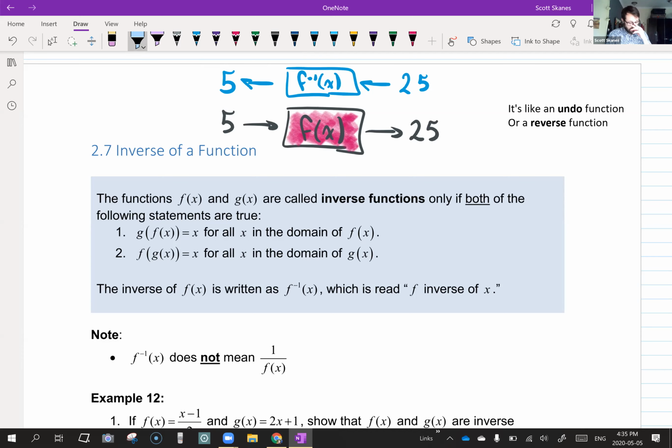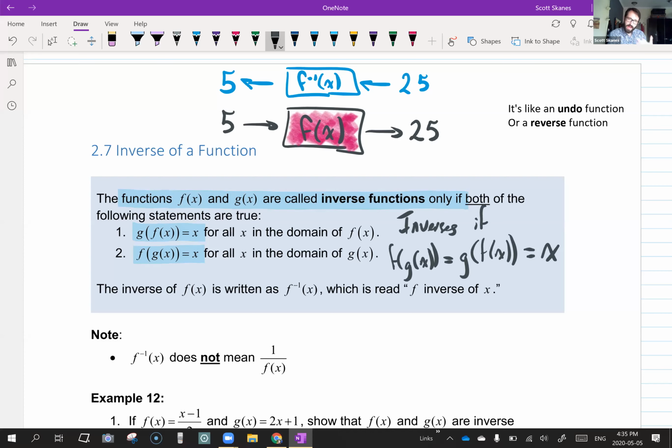Okay, so let me try to summarize it here. Two functions, the functions f and g, are called inverse functions only if this is true and this is true. So what this is saying, you will know if two functions are inverses if you put one function into the other, and when you simplify it, it gives the number x. In other words, let me just write it out here. You know they're inverses if f of g of x is equal to g of f of x, and they're both equal to x.